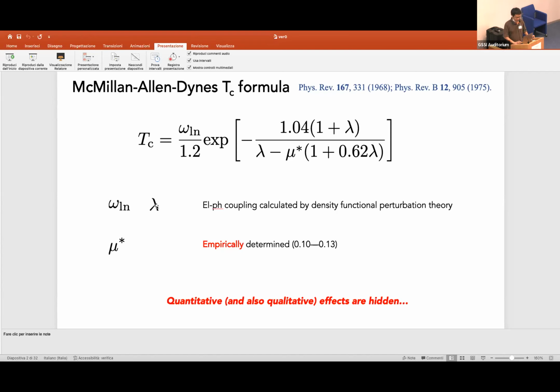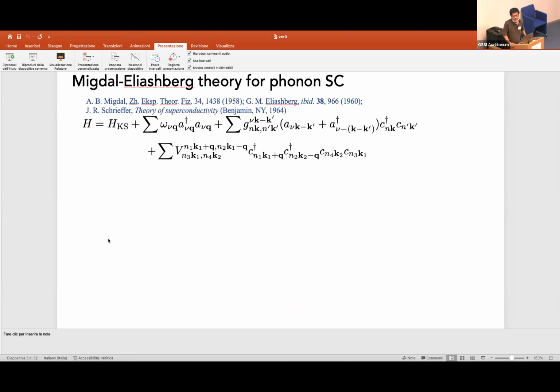But on the other hand, the electron-electron Coulomb repulsion that suppresses the pairing is usually treated as an empirical parameter, where, for example, we use a typical value like 0.10 or 0.13. But of course, with this method, we are missing some important quantitative or even qualitative effects of electron-electron Coulomb interaction. So with this, we cannot complete the ab initio calculation of transition temperature. So basically, this talk is about the ab initio treatment of electron-electron Coulomb interaction.